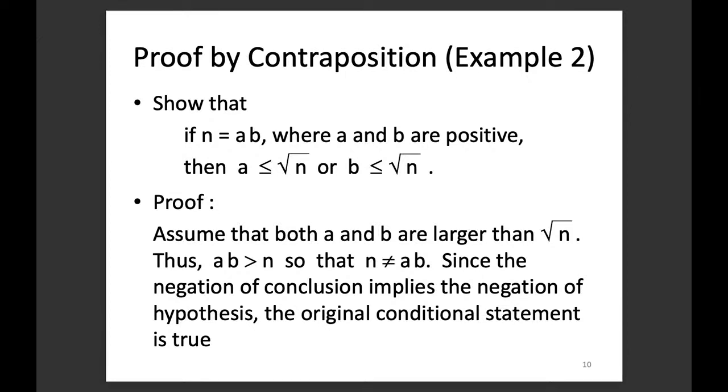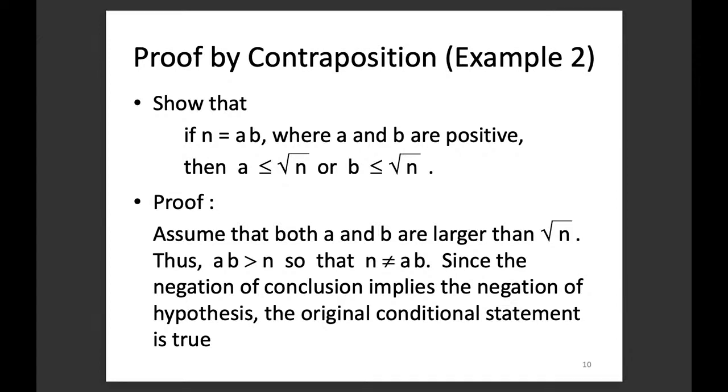That's still okay. Now suppose that n is equal to a times b, where a and b are both positive. Then we claim that one of these, a or b, will be less than or equal to square root of n. So this is what we want to say. For instance, n is equal to 100, and two numbers multiply to give 100. So we know that one of them has to be less than or equal to 10.